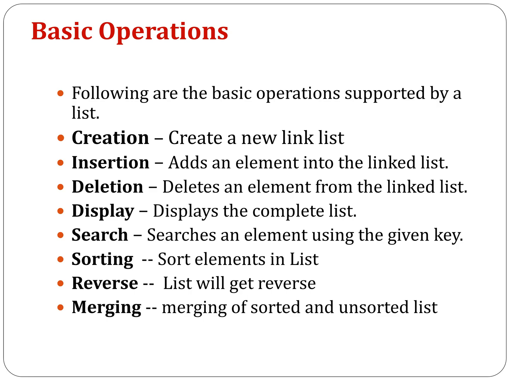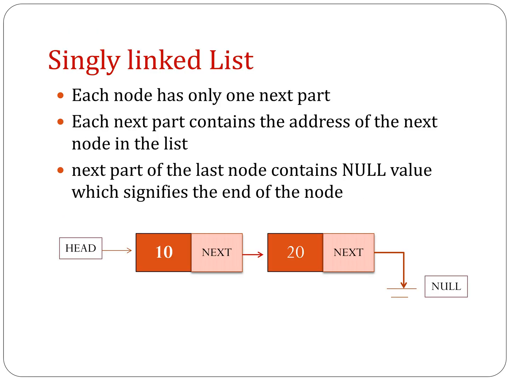Sorting. Suppose you want to sort a list and the elements are stored in the form of a linked list. So we can use a sorting operation here to sort the elements in the list. Reverse. The list will get reversed by using a reverse operation. The last one is merging of sorted and unsorted lists by using a merging operation. So these are the basic operations performed on a linked list.